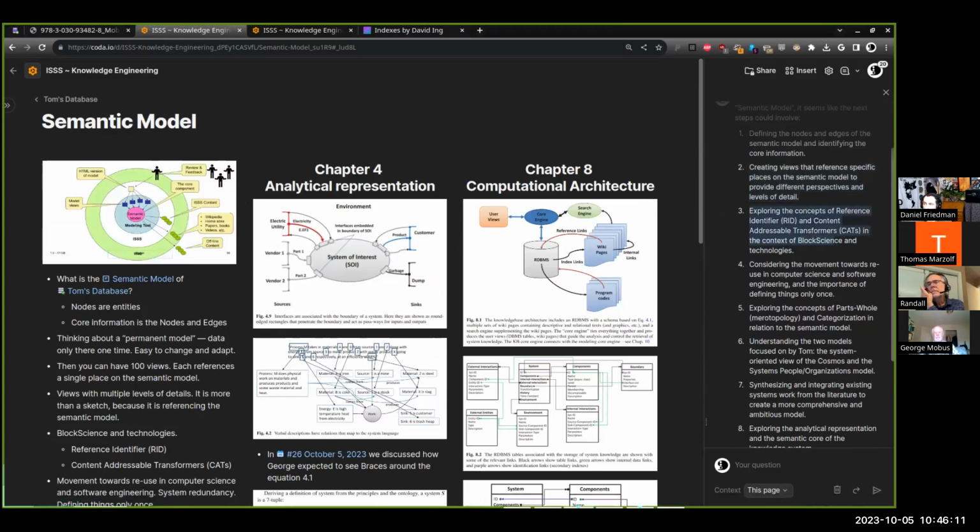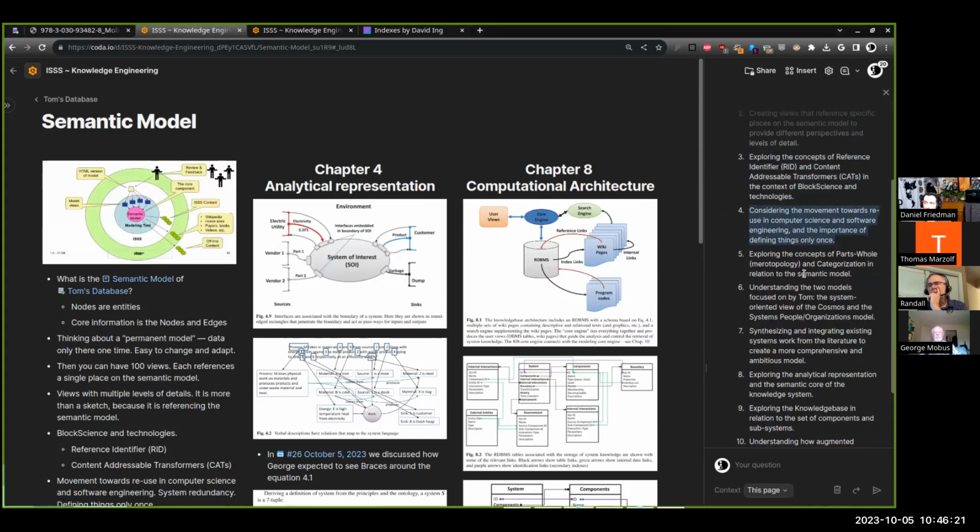Creating views, exploring different BlockScience work. Reuse as a concept, probably also very compatible with the systems ecology area. Parts-whole and categorization. Tom, you mentioned that parts-whole is more of a factuality, but categorization is more of a plurality. Two views of the system.